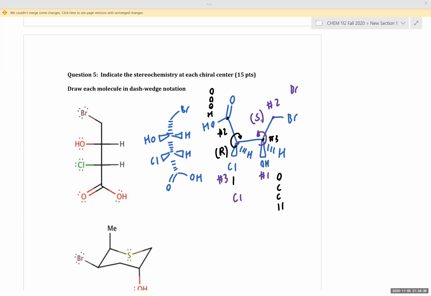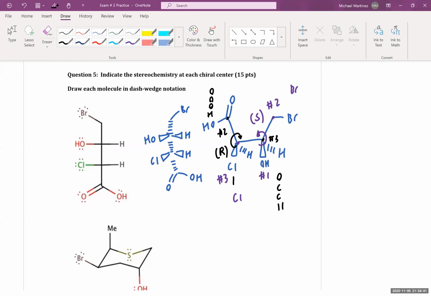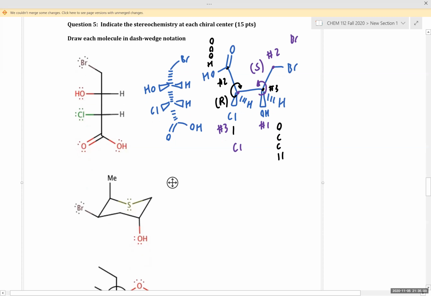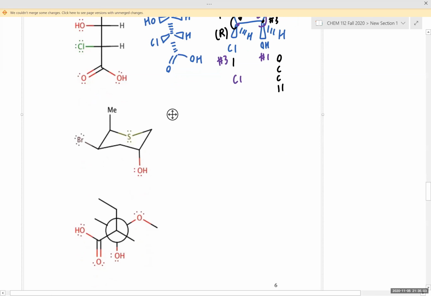Perfect. So we've assigned the stereochemistry and we've drawn out this structure in dash wedge notation. Does that make sense to everyone so far? Any questions so far? Okay, let's look at this next example. In this case, we are given a cyclic structure. So drawing out our ring.